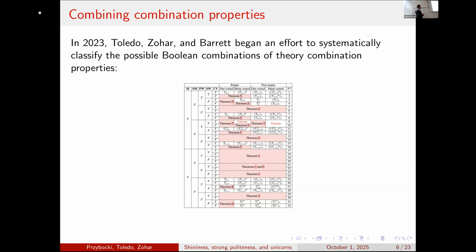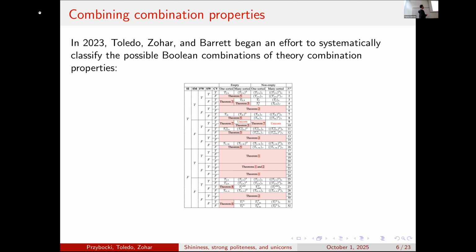To rectify this, a few years ago, Toledo, Zohar, and Barrett began a systematic effort to classify all of the logical relations between these theory combination properties, by which I mean for any Boolean combination of those properties, the question is whether there is a theory that satisfies all and only those properties. I'm not expecting you to read or understand what this table is saying, but the idea is that they took several of these properties and created a giant table saying, for each Boolean combination, either giving an example of a theory satisfying the properties or giving some negative result saying that such a Boolean combination is impossible.